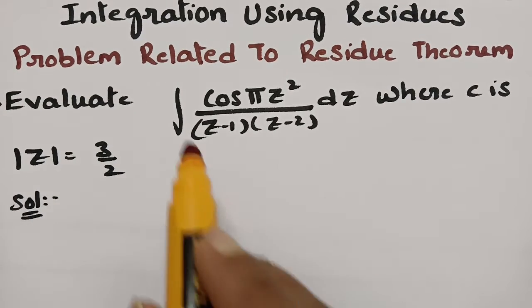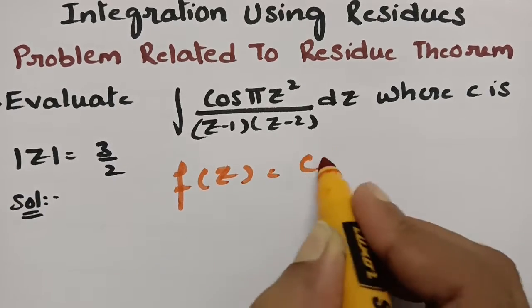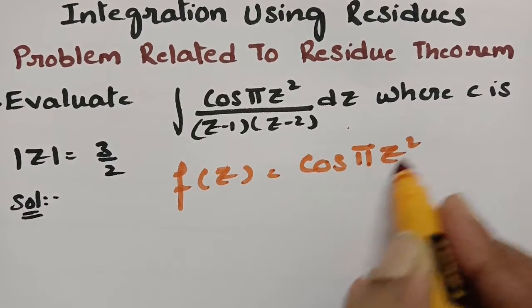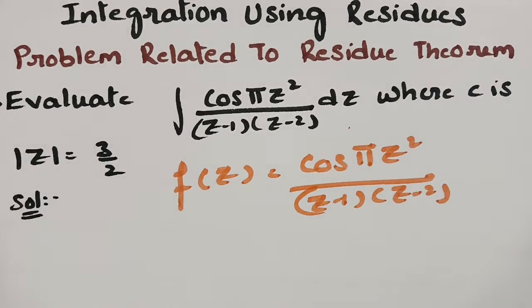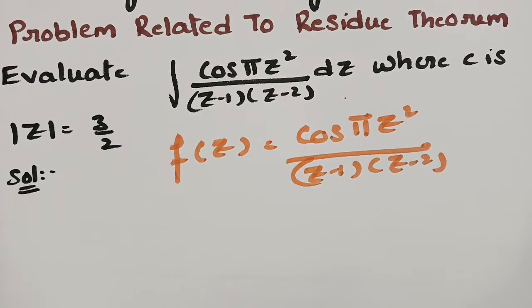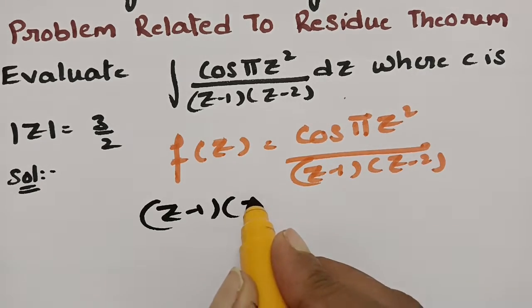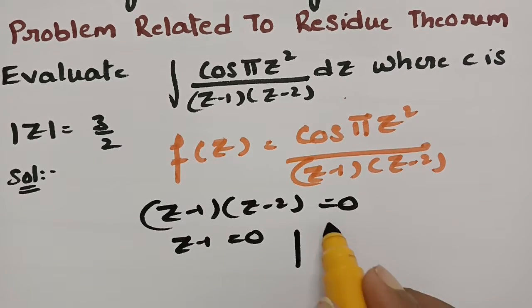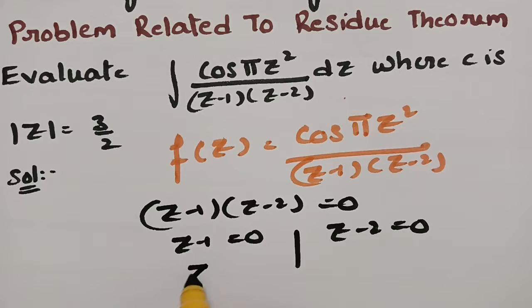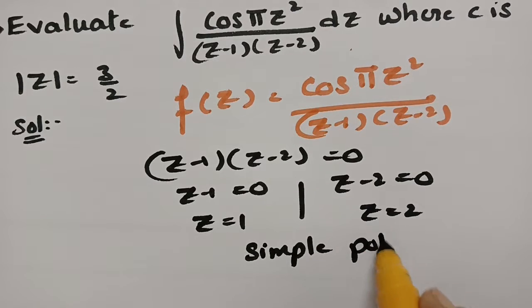Clearly, it is given that the integral of f(z) dz is to be found. Our f(z) is cos(πz²) / ((z−1)(z−2)). In order to find the poles, we have to equate the denominator to 0. If I equate (z−1)(z−2) to 0, so z−1 = 0 and z−2 = 0, we get z = 1 and z = 2, which are simple poles.